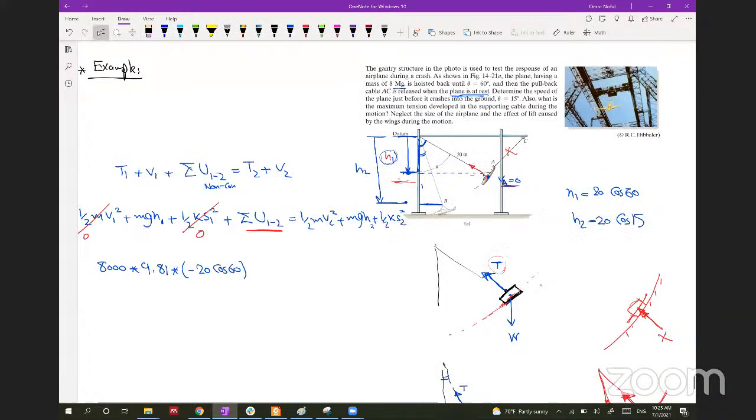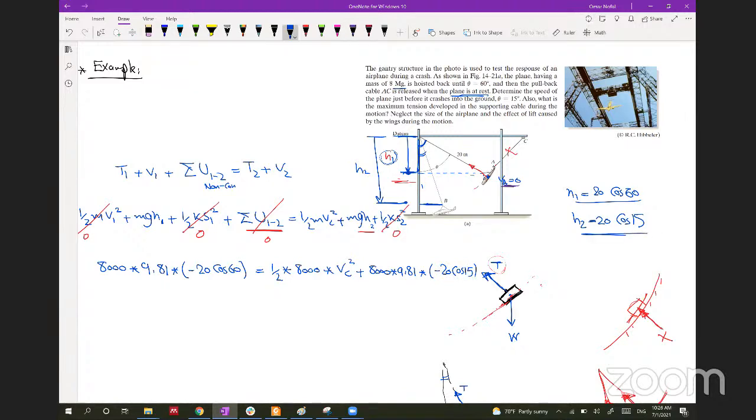So this will give us, so this will be 0 as well. And let's continue writing our equation. Half, and the mass is 8,000 kilogram, and VC square, we don't know it. And we don't have a spring, so this part will be 0. Let's put MGH2. So MGH2 will be 8,000 multiplied by 9.81 multiplied by H2, which will be negative 20 cosine 15, which is the value here.